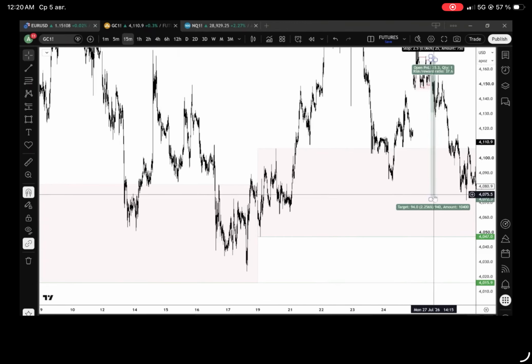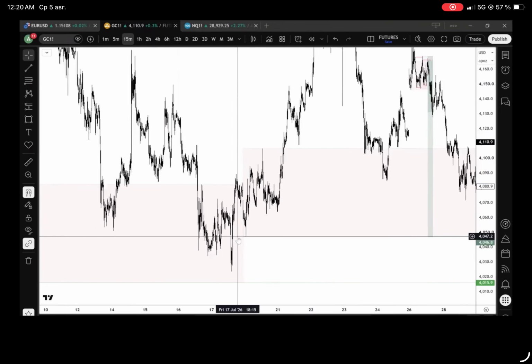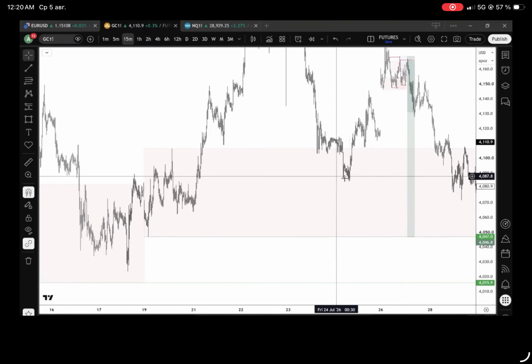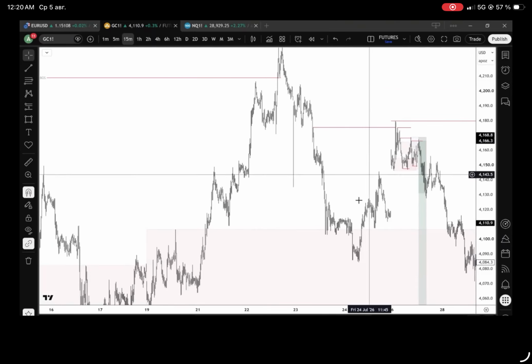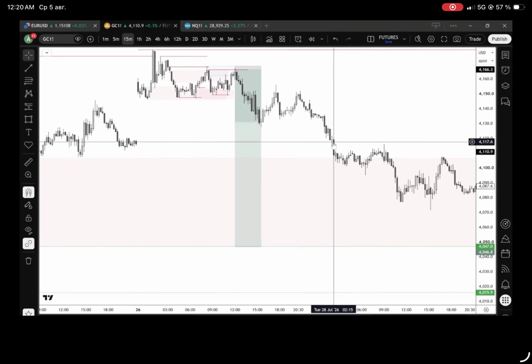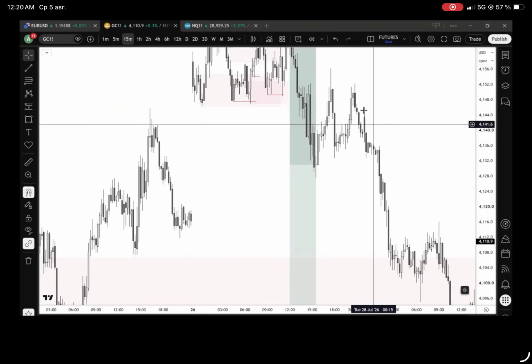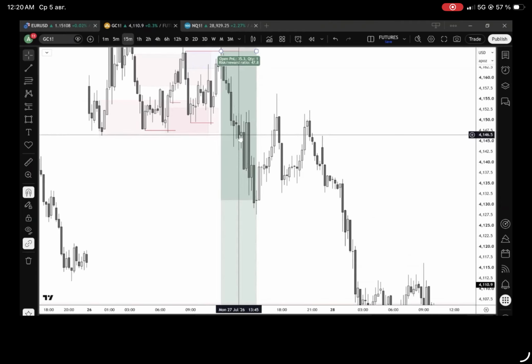Which lows? The lows we were talking about, right? Where we engineered liquidity, where we essentially came into this area and broke structure from. So look at the RR there, insane. So what do we then do? We start to break down lower.